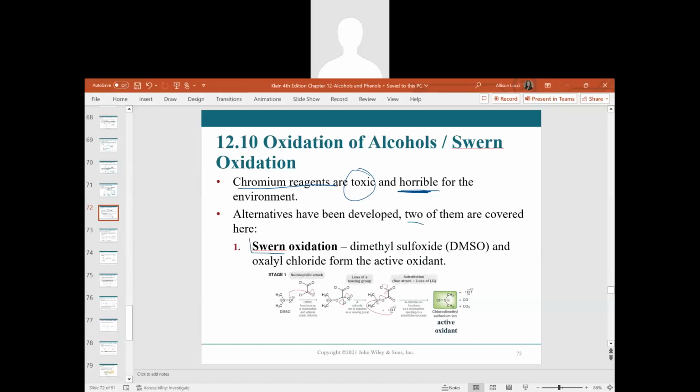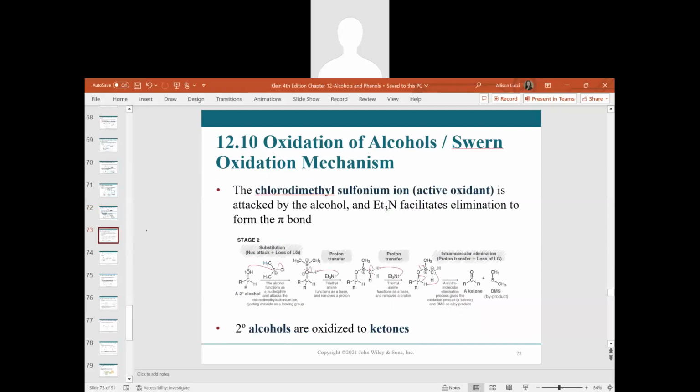So the first is called the Swern oxidation, and the key reagents used here are dimethyl sulfoxide and oxalyl chloride. So these two reagents react with each other. The DMSO functions as the nucleophile and attacks the oxalyl chloride, right? So that's what we can see, this attack here. Now the chloride ion is expelled as a leaving group in this second step here. And then we have a substitution, where nucleophilic attack and loss of leaving group occur in one concerted step. And now we have created this guy here, this active oxidant.